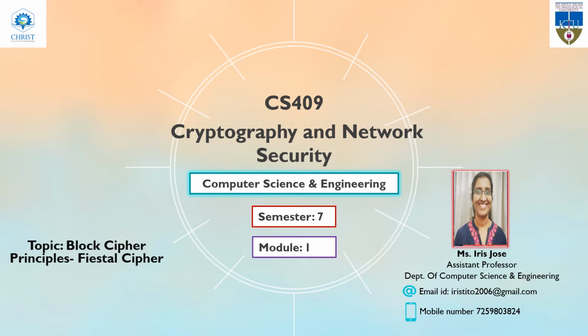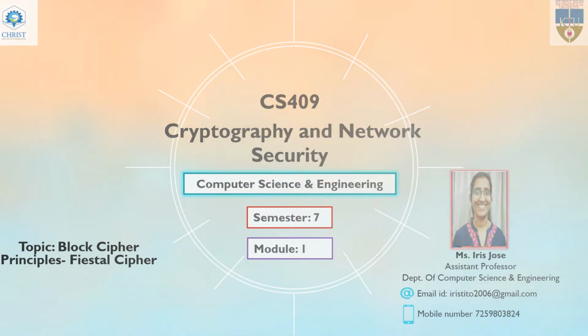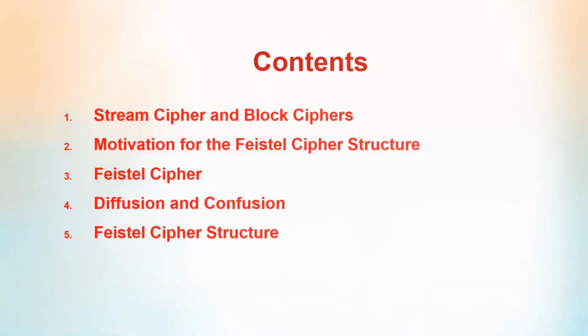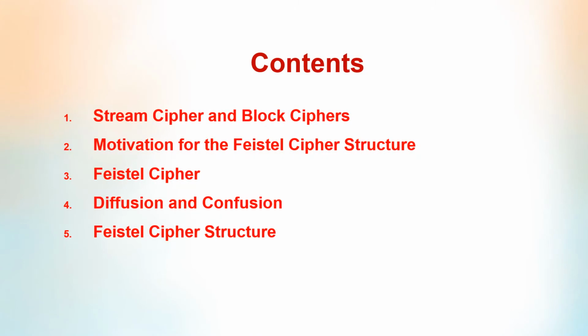Hi everyone. In this episode, we will discuss a block cipher called the Feistel cipher. These are the contents: stream cipher and block ciphers, motivation for the Feistel cipher structure, Feistel cipher, diffusion and confusion, and the Feistel cipher structure.